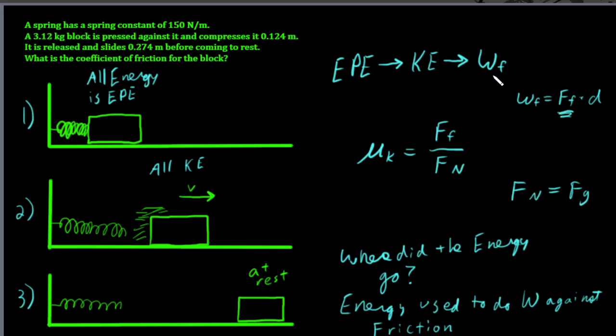How can we find the work done by friction? That is going to be our elastic potential energy, which then all transforms and is spent doing work against friction. So if we know the EPE in stage 1, we can set that equal to the work done by friction. All right, so I'm going to clear the board, and then we'll get our work started.